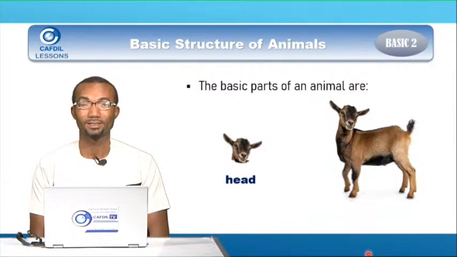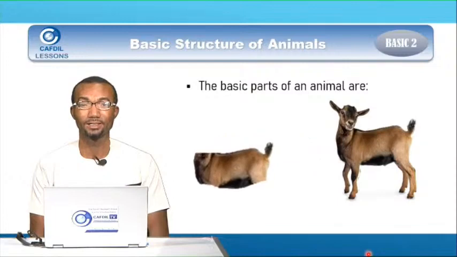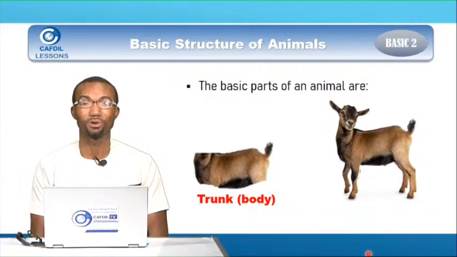The next part is the trunk, and this is the trunk or the body of the animal. So from the head you come to the main body of the animal, and that is what we call trunk. So the main body of the animal is called trunk. Then the last one, we say we have three: head, trunk. So right now we know of the head, we know of the trunk.